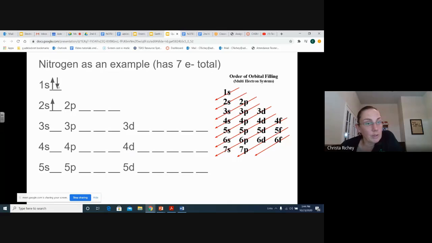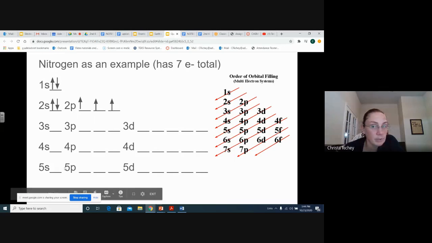So I've got 1, 2, 3, 4. Remember, I'm trying to get to 7. Now here's where people mess up. Each one gets 1 before you double up. So I've got 1, 2, 3, 4, 5, 6, 7. Now, in your drag and drop, it actually has this inverted so that the 1s is on the bottom, but you're still going to fill the 1s before the 2s, before the 2p, before the 3s.